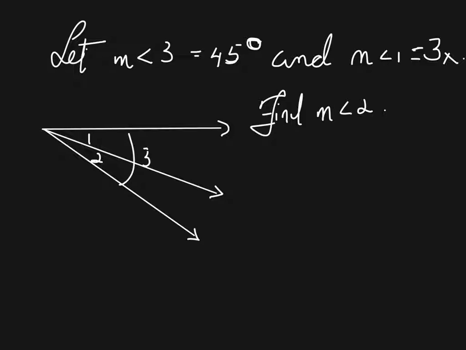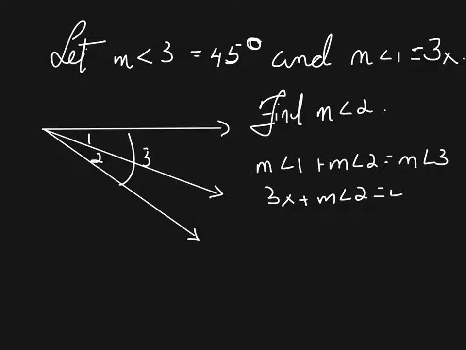Now for this problem right here, we have that you have three angles marked, so angle 1 is right here, angle 2, and you have angle 3, which is the whole thing. So if we write down an equation of what we know, we have that the measure of angle 1 plus the measure of angle 2 is equal to the measure of angle 3. Now let's substitute with the information they gave me. They gave me that angle 3 is 45 and angle 1 is 3x. So angle 1 is 3x plus the measure of angle 2, that equals 45.